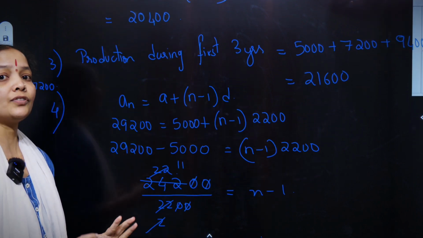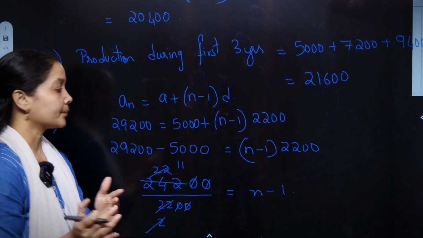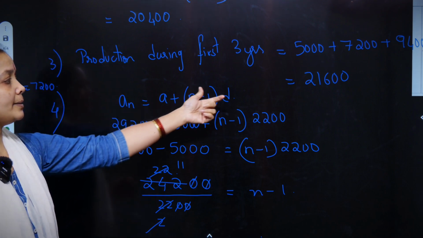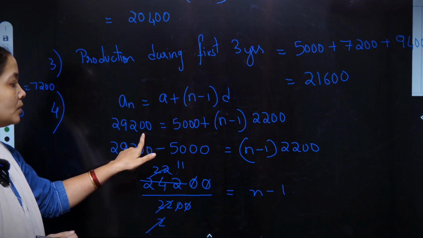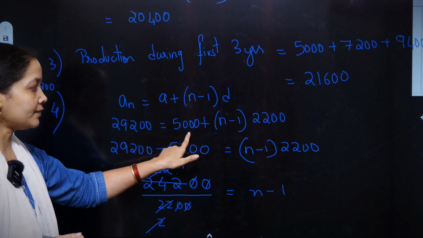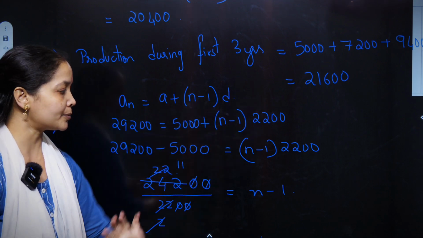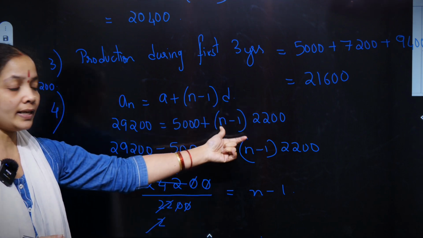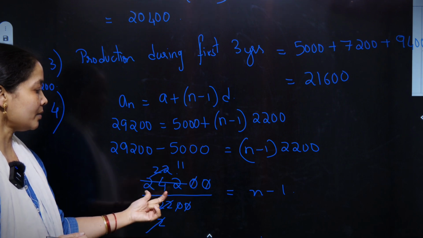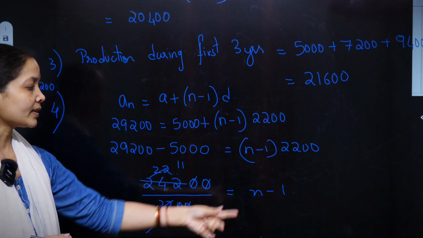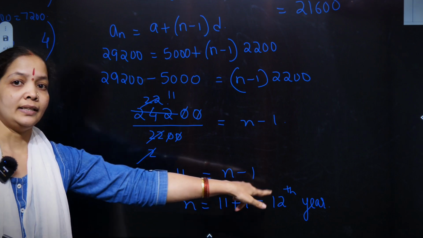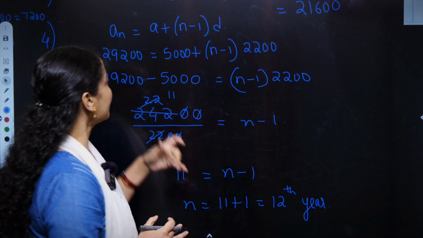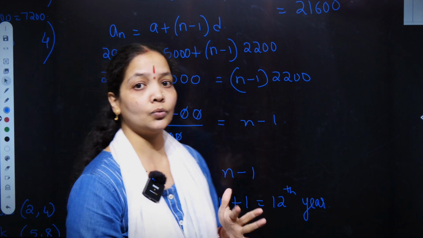In the fourth question, they are asking me, in which year my production will be 29,200. That is, I have to find N. I know AN is equal to A plus (N minus 1) into D. So 29,200 was AN, A is 5,000, N I don't know, and D I substituted. Whenever we have to find N, I first shift A, which gives me 24,200. I divide it by D and add 1, and I get N as 12. That means in the 12th year, my production will be 29,200.